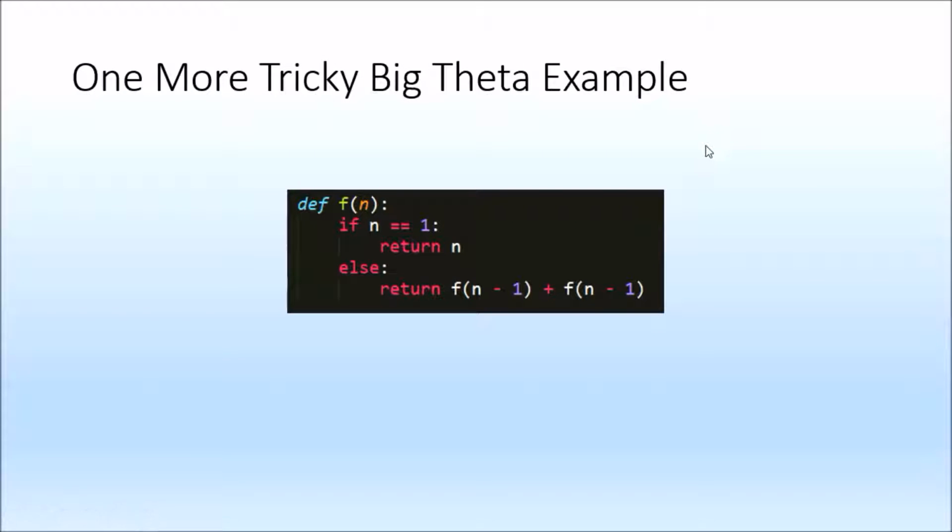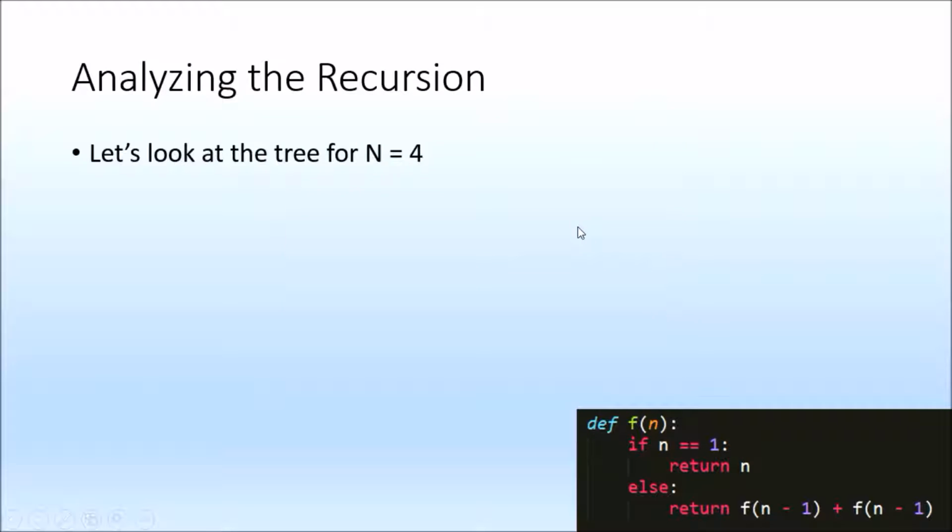I want to go into a tricky big data example. And for this function, we have a tree recursive function. This function looks very similar to another function we've seen, and I think you'll notice it, but we'll get back to that, don't worry. But anyway, let's figure out the runtime of this function.